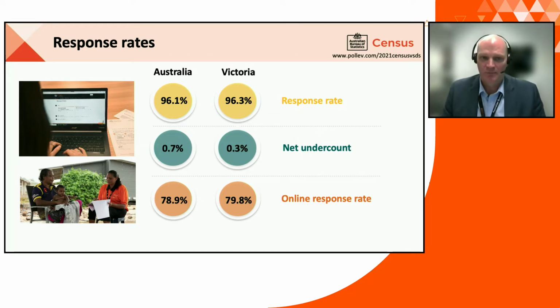And as expected, most people completed online. That went up quite a lot. We think the pandemic probably contributed to that as well. So 78.9%, I should say, online, and that leaves just over 20% who did it on paper. And for Victoria, we can see that was even higher at pretty much 80% of online responses. And we do see that the response rate and the net undercount were both better for Victoria. So even though it's a wonderful outcome for all of Australia, it's a very, very high quality snapshot of Victoria as well.